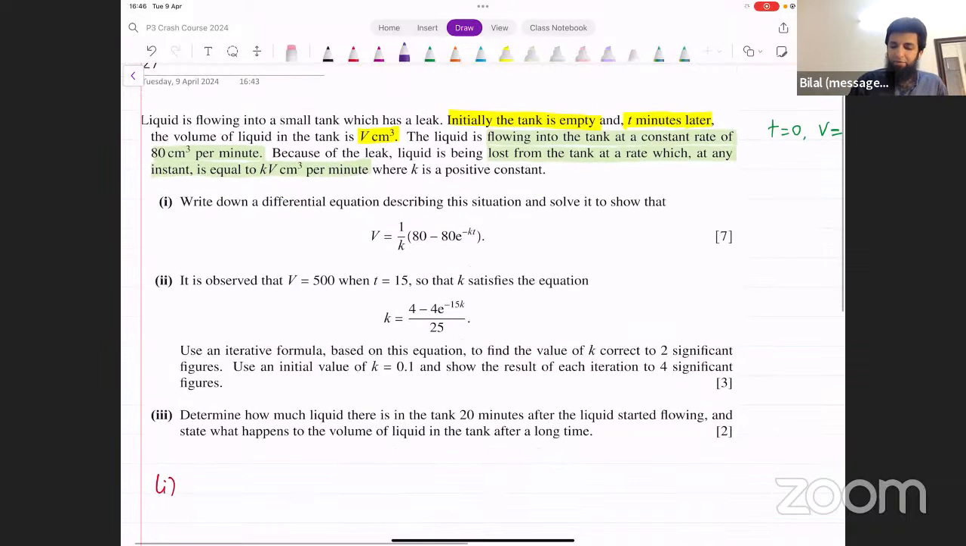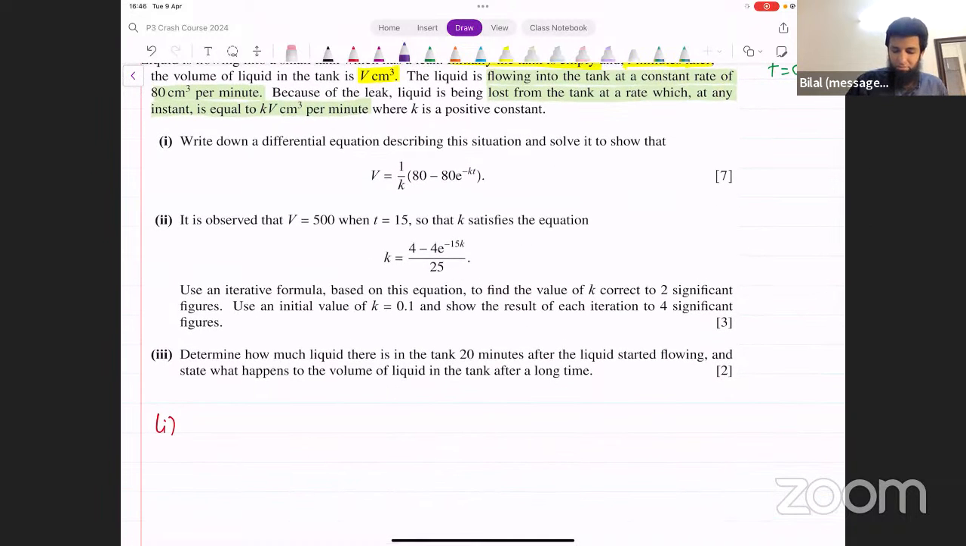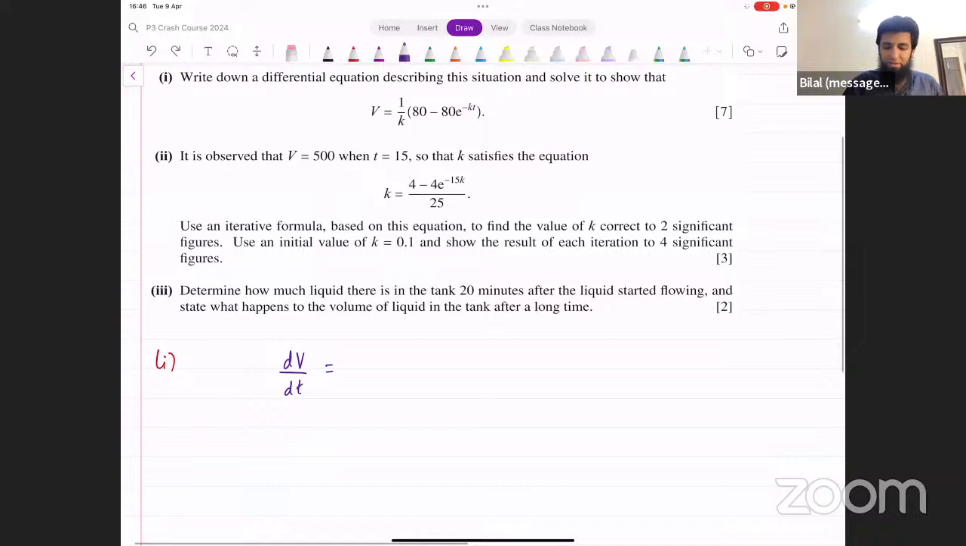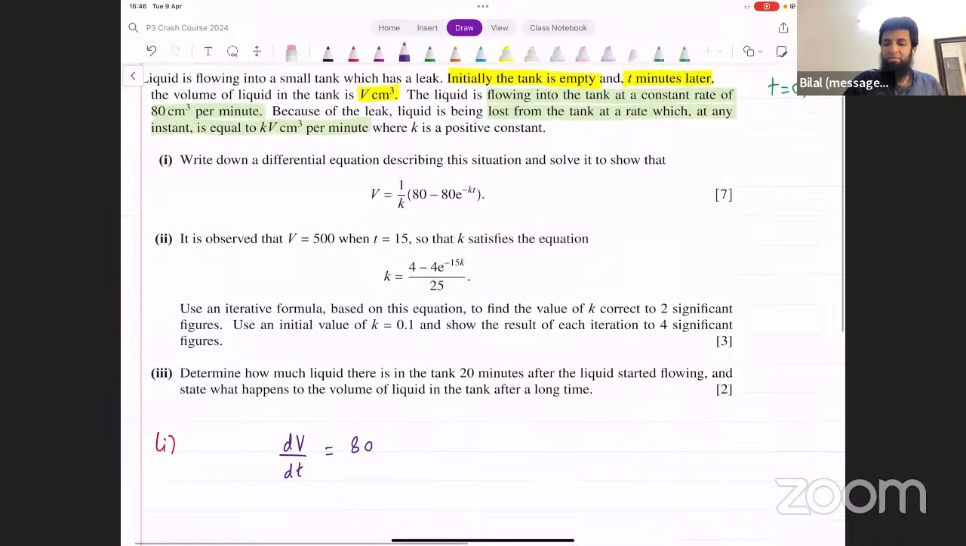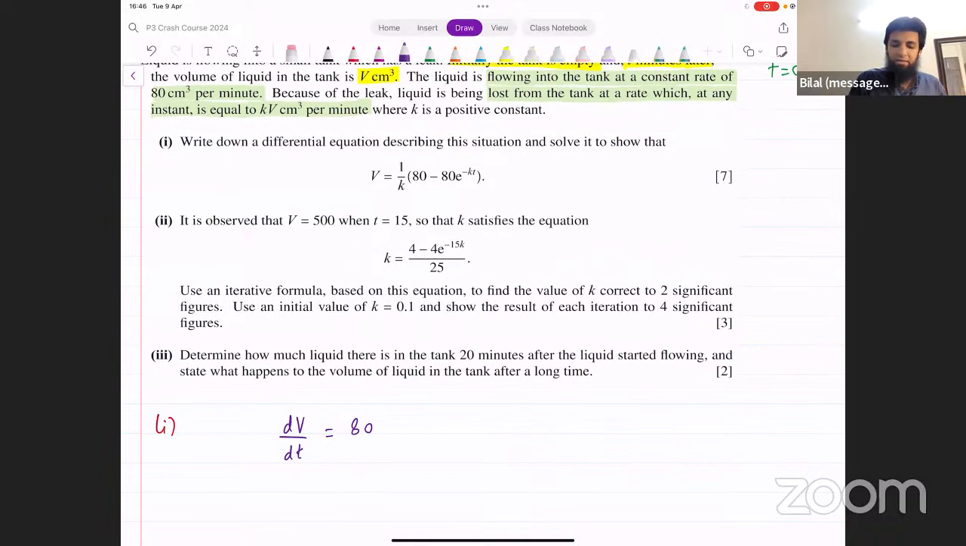So liquid is flowing into the container at a rate. How is liquid measured? In volume, dV over dt. What's the rate of change of volume? It's flowing into the tank at a rate of 80. So we say that's 80. That's the rate of inflow. And then it's being lost at a rate that is equal to kV. So we just say minus k times V. That is what the differential equation looks like.